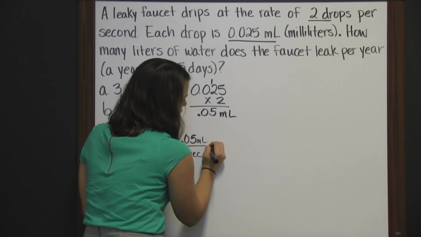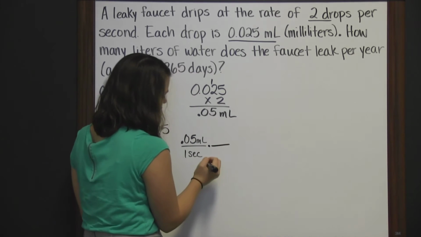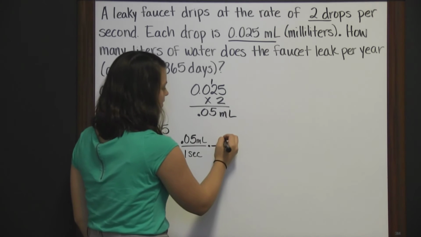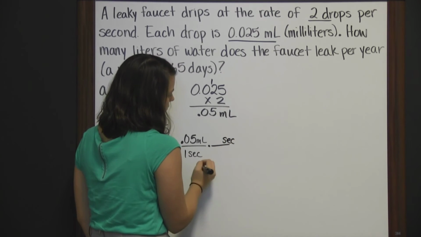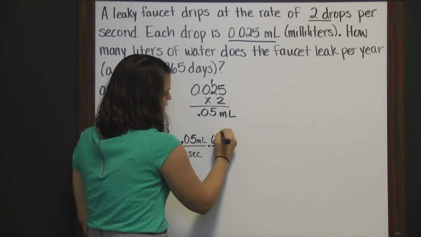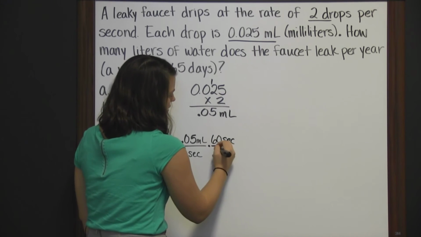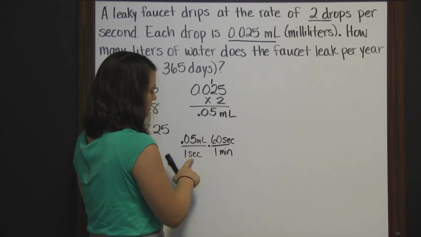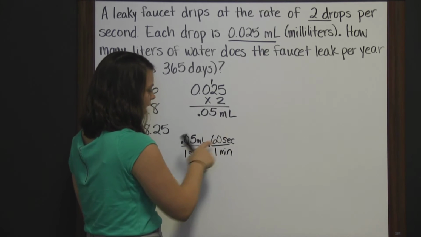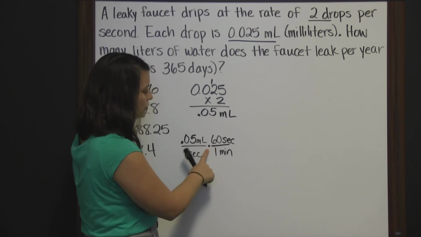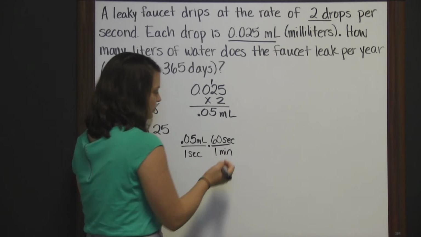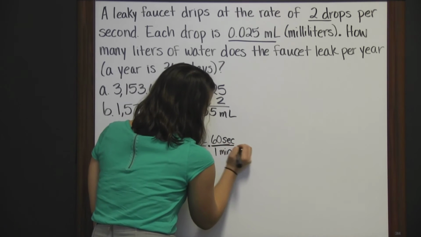And I'm going to do that by multiplying by conversion factors. So if I have seconds in my denominator, then I need to have seconds in my numerator. And I know that 60 seconds is 1 minute. Now the reason I put seconds in these diagonal positions is that we're multiplying fractions, and so those units will cross cancel. So I'm going to continue on converting.